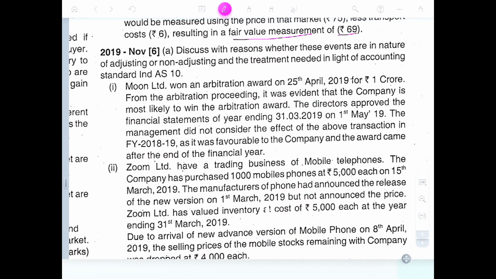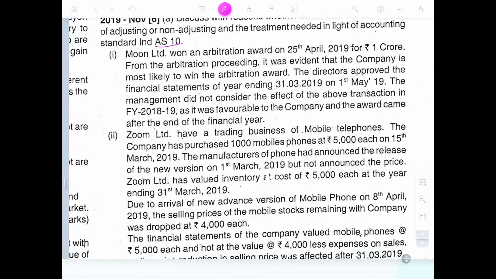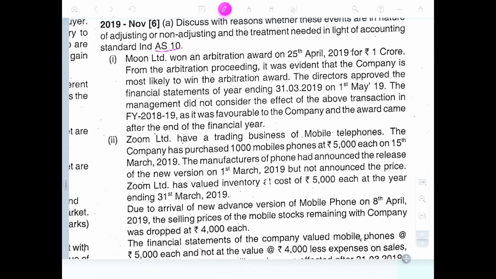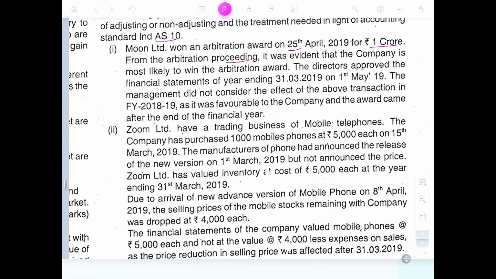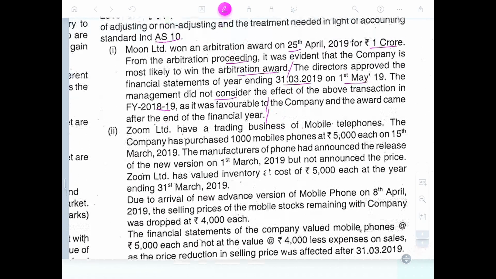Discuss whether the events are adjusting or non-adjusting in nature, and the treatment needed as per Accounting Standard of India 10. Moon Limited won an arbitration award on 25th April for 1 crore. And from the arbitration process, it is evident that the company was most likely to win the arbitration award. The matter approved the financial statements of the year ended 31st March on 1st May. The management did not consider the event in the transactions, as it was favorable to the company and the award came after the end of the financial year.